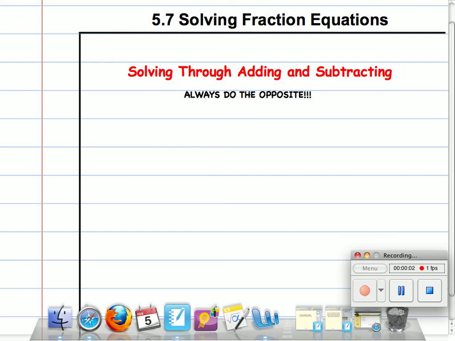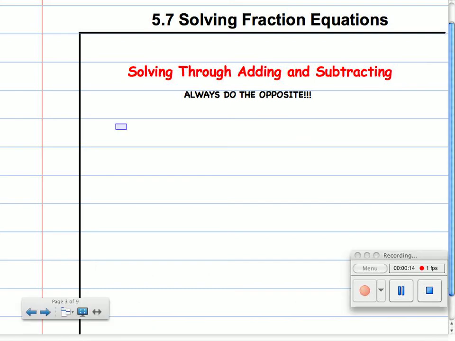Okay, today we're going to start solving fraction equations through adding and subtracting. Remember, when we solve equations, we always do the opposite. Okay, an example would be, make sure you write this down.